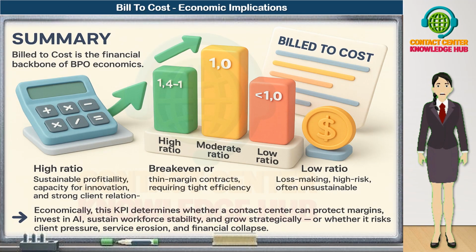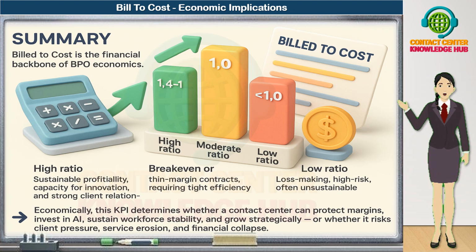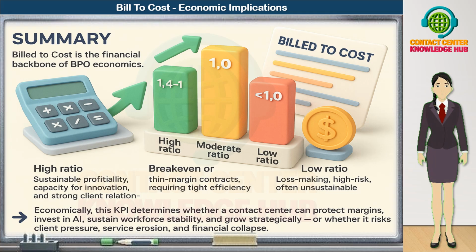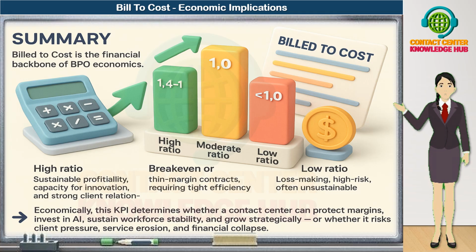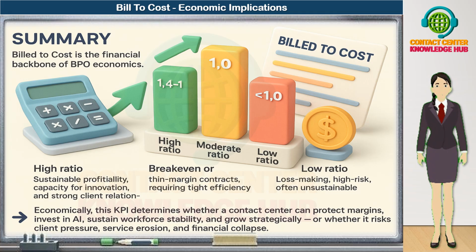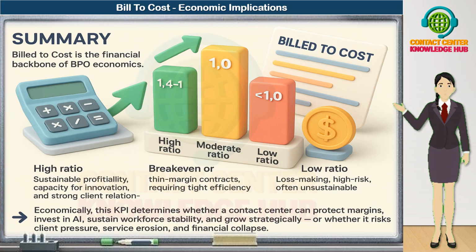Let's conclude with the summary of the build-to-cost ratio, the financial backbone of BPO economics. This single metric tells the complete story of an operation's financial health, sustainability, and strategic potential. A high ratio, typically between 1.4 and 1.6, reflects sustainable profitability, the capacity for innovation, and strong, trust-based client relationships. It means the organization can reinvest confidently in people, technology, and growth.